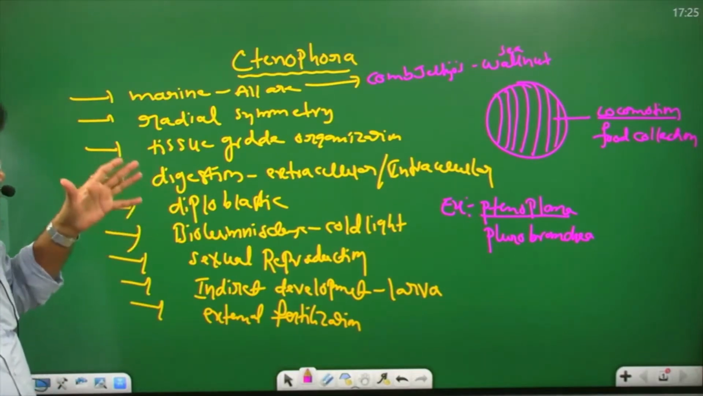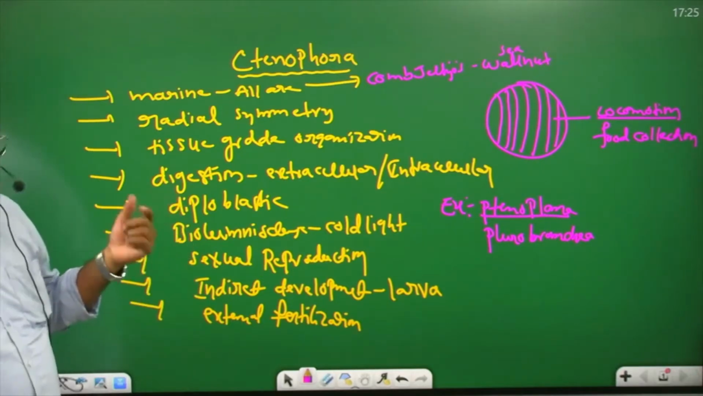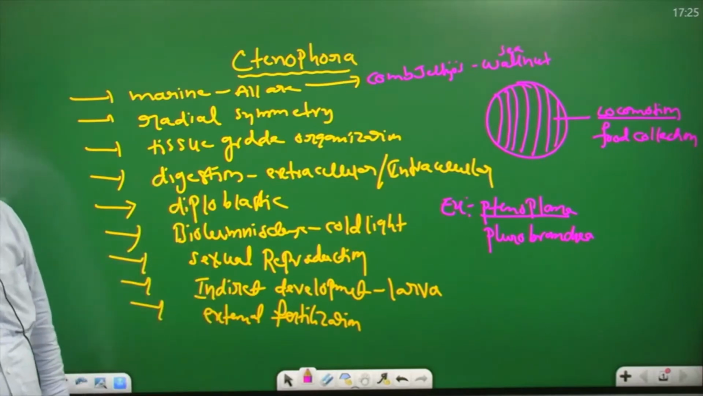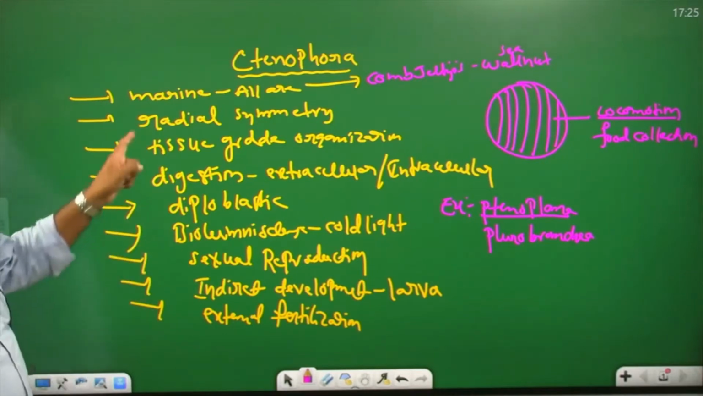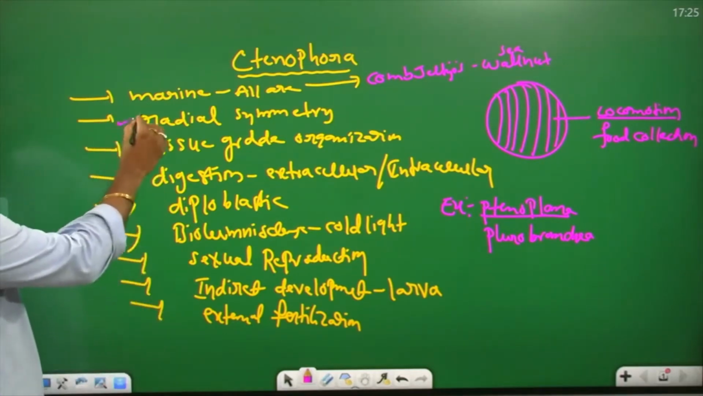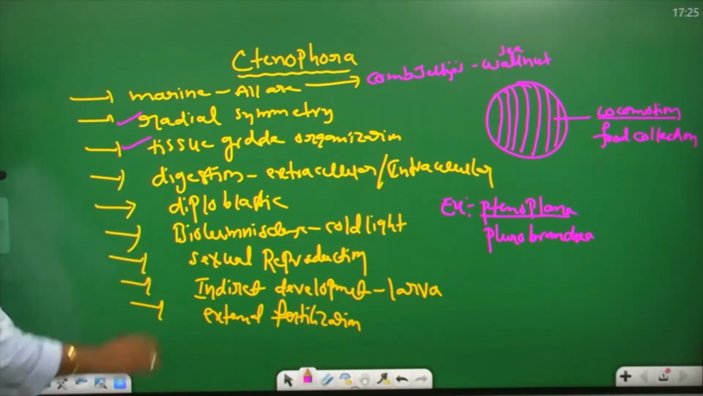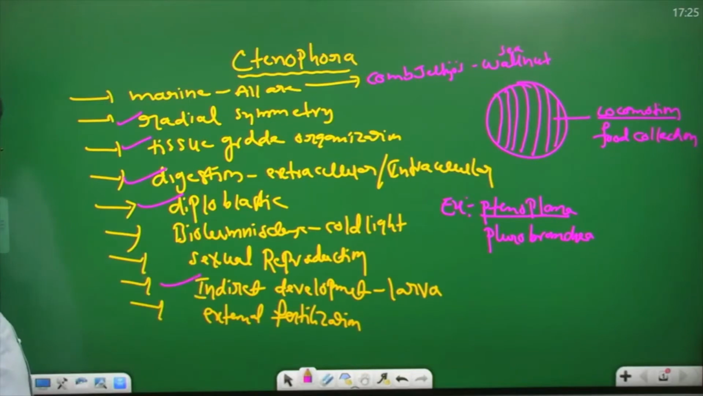You can follow only these points. That's enough. Any doubt here? So most of the characters have the what? Some have the Cnidarian characters. Ctenophora have some Cnidarian characters like radial symmetry, tissue grade organization, digestion extracellular and intracellular, diploblastic organisms, and indirect development. Am I right? These are the Cnidaria characters. Any doubt? Now completed.